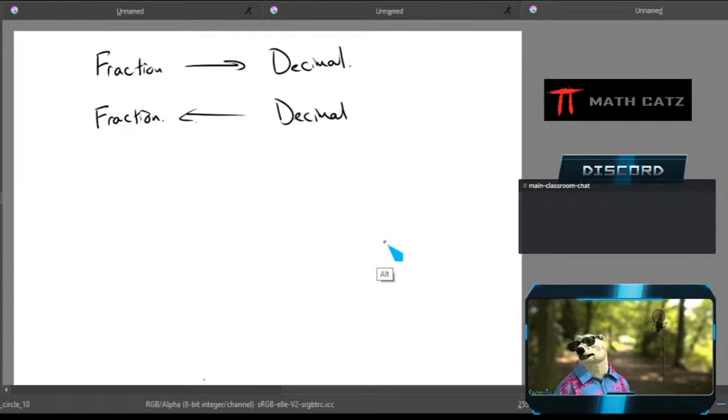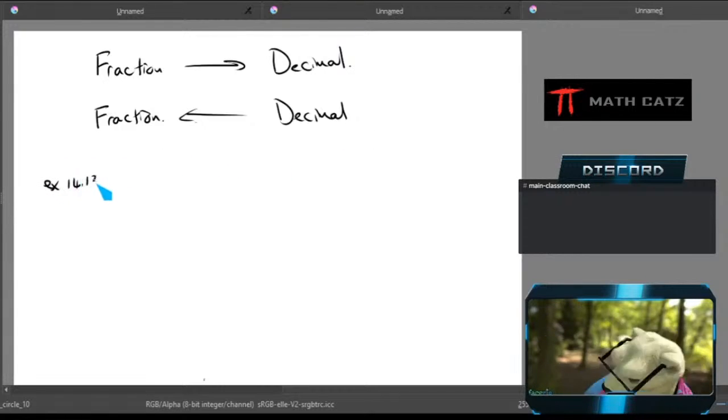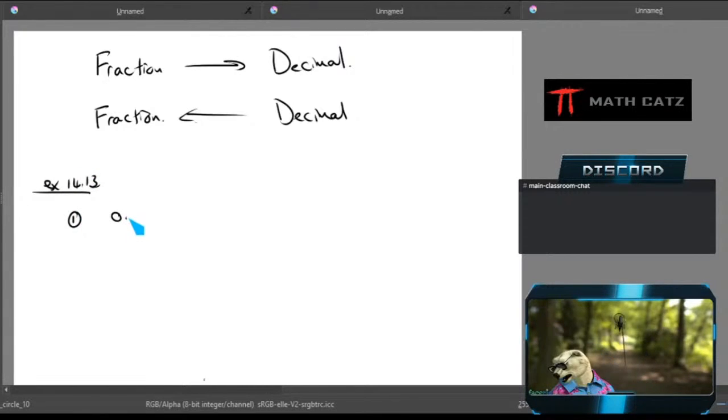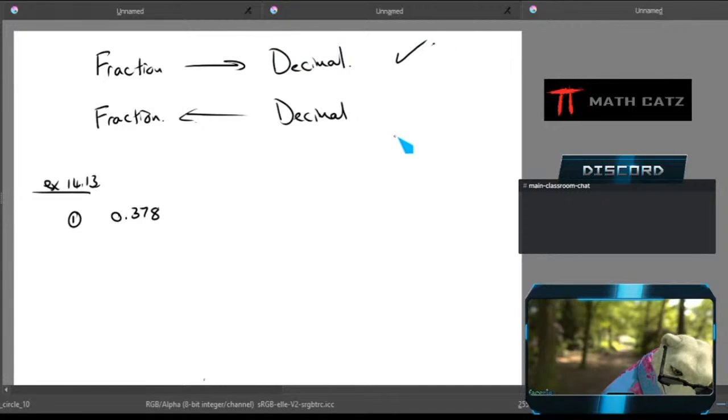Now, in some cases, that question is quite straightforward. Let's look at exercise 14.13, and I'll just copy it down for us here. Number 1 is 0.378. In the case of a terminating decimal, this other direction, we've done the first one, right? This other direction is really not difficult, to the point where you almost don't have to say anything. If you understand what these decimal places mean, then the answer is quite straightforward.